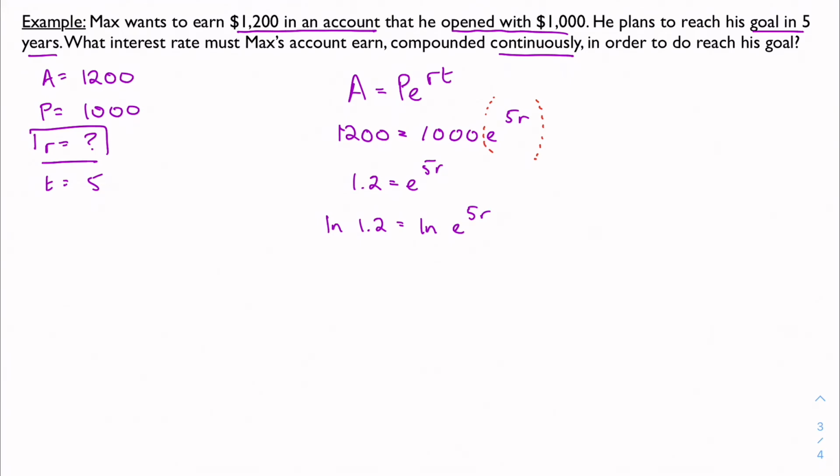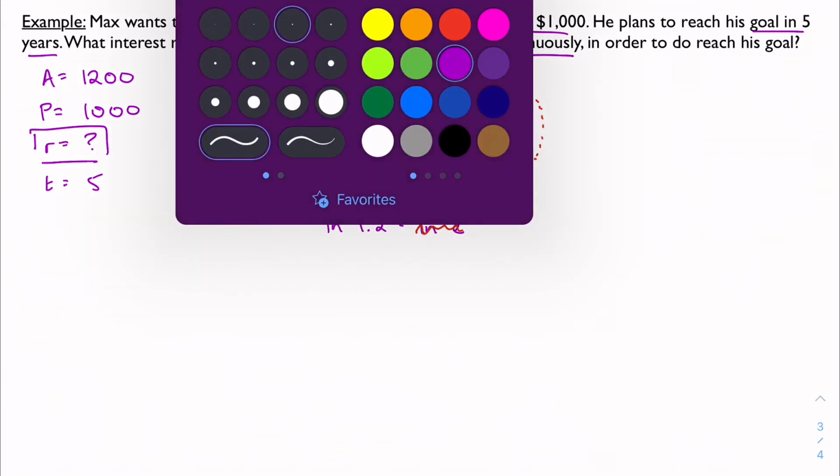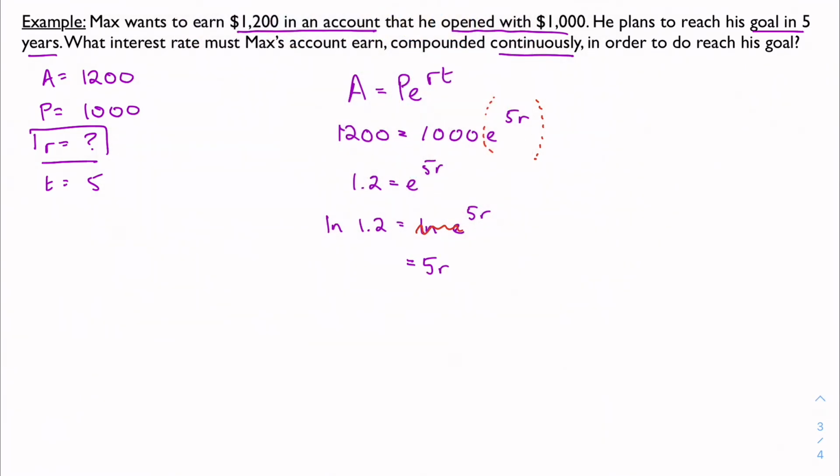So what does that do? That gets rid of this on that side, and it leaves me with the 5r. And ln 1.2 is a number. There's a button on my calculator for it. It's about 0.182. Call it 0.1823. My last step is just to divide, and I get approximately 0.0365, which we want as a percent because it's a rate, and I should express my rate's final answers as percents.